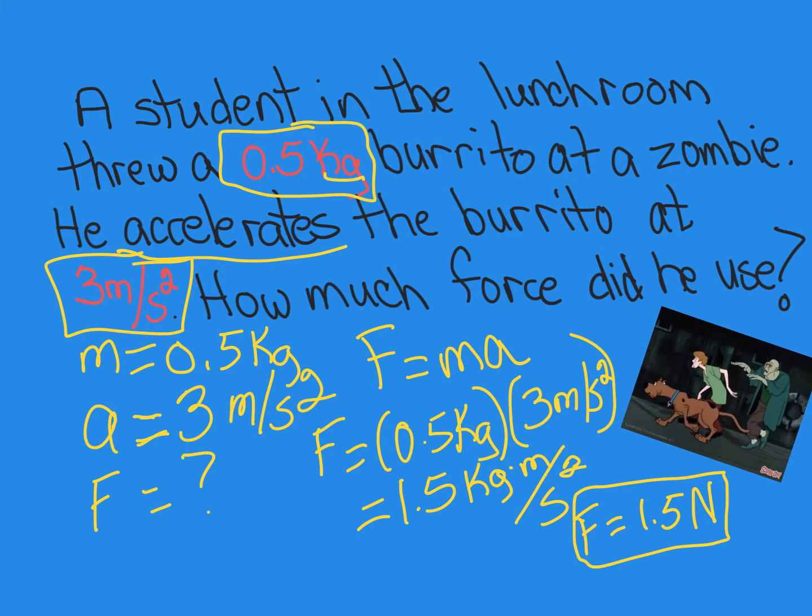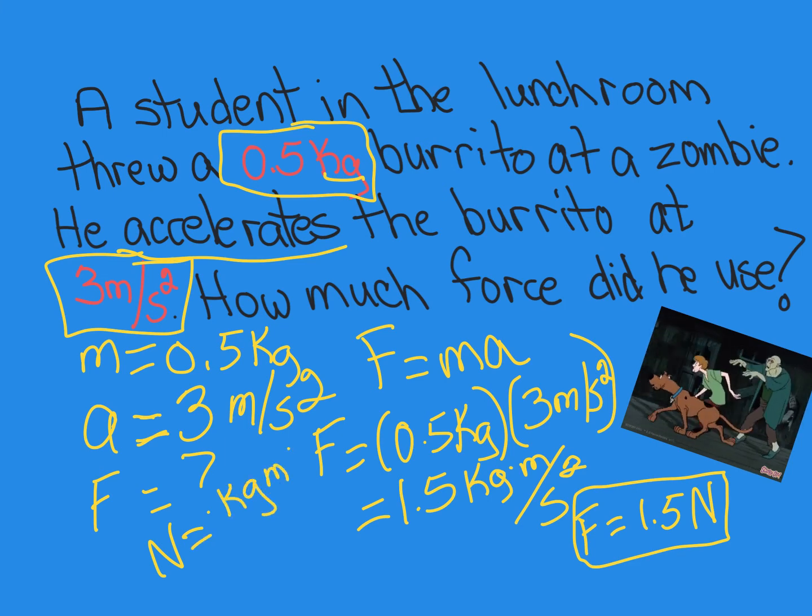So what is a newton? Well, a newton is a unit for force, but you can see that it equals this right here: kilogram times meter divided by second squared. That is a newton. So instead of writing all of that, we write the N.